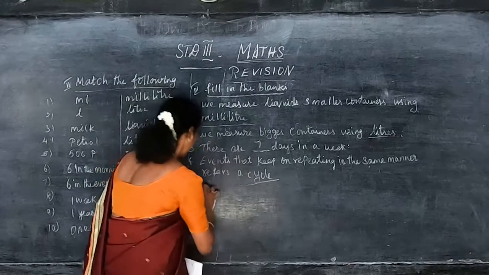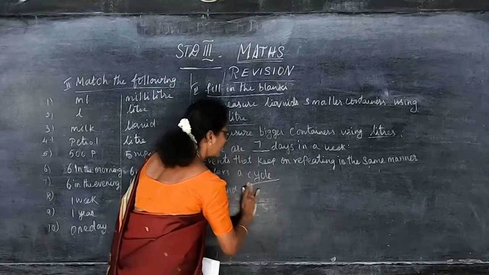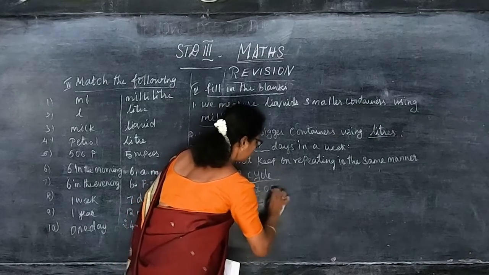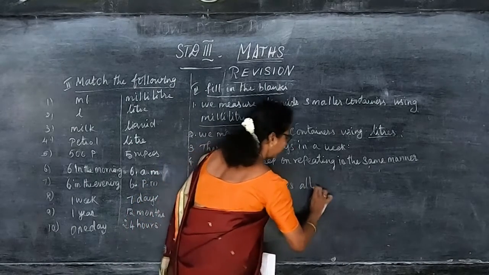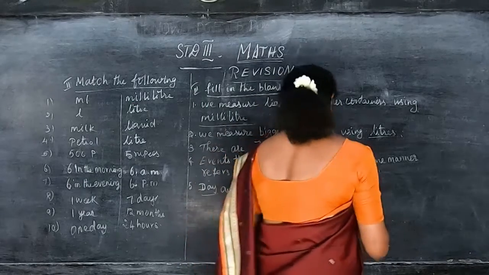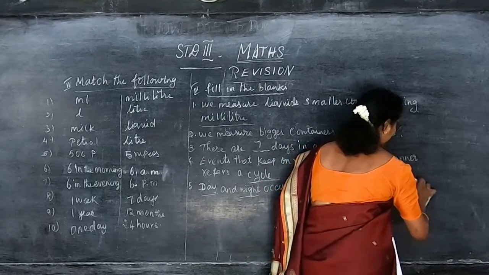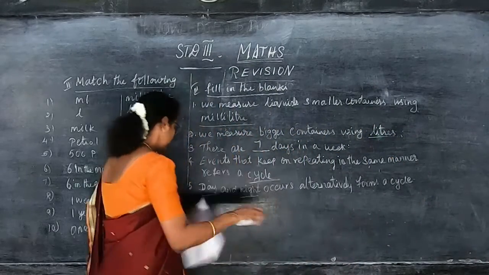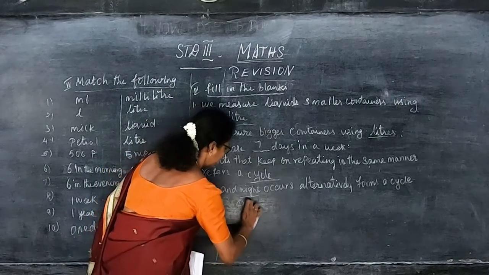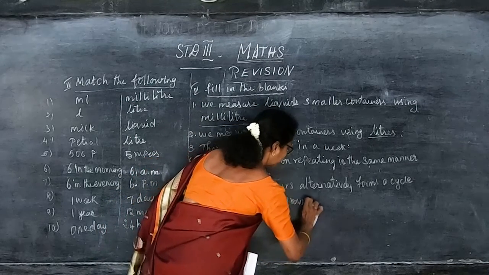Dash and night occurs alternatively. Day and night occur alternatively. Alternatively means changing one after another. Alternatively forms a cycle. Rangoli is created by growing pattern.